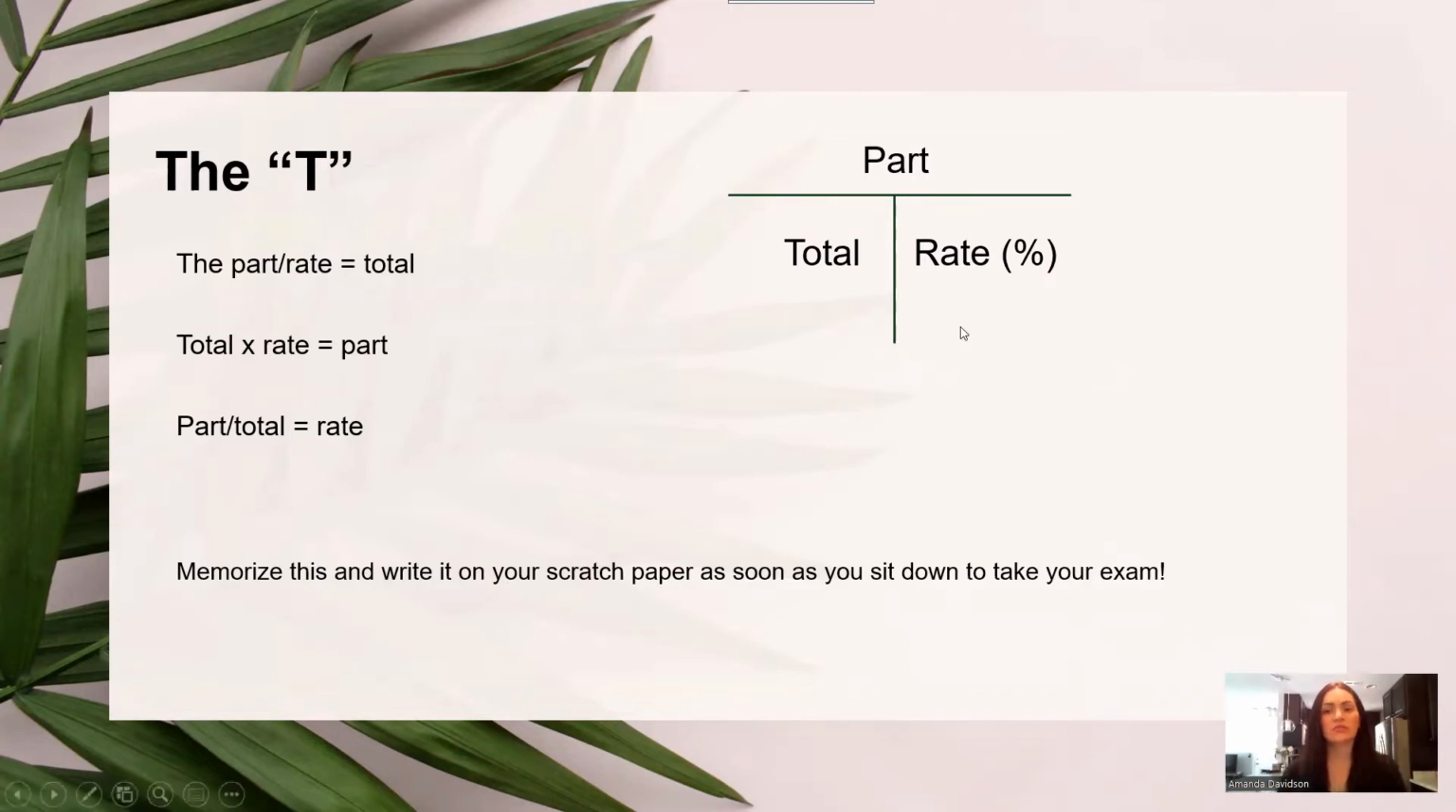When you get into the exam, write this down. And if you memorize this, which I would definitely recommend that you do, then you've got all of these different formulas to help you solve what is going to be in the form of word problems. They're math, but they're word problems.